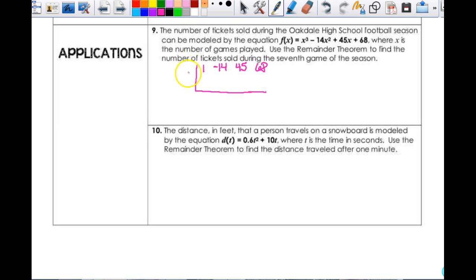What goes on the outside over here? 7, because it's the 7th game, so x equals 7, right? So 7 goes out here. This is 1, 7, negative 7. 7 times a negative 7 is negative 49. This is negative 4. It's negative 4 times 7. Negative 28. So my remainder is 40.